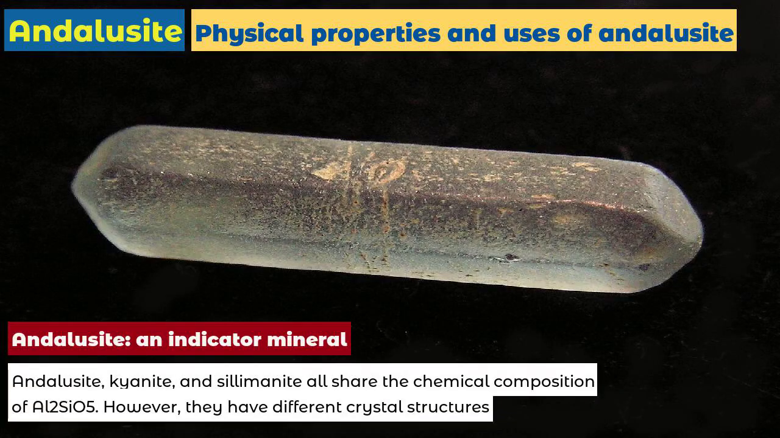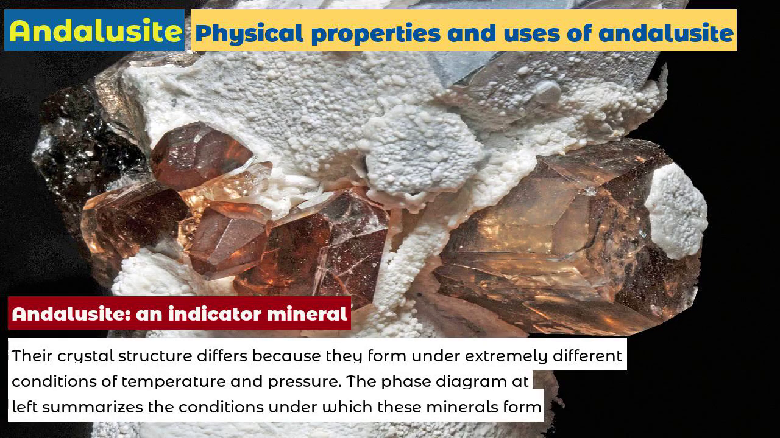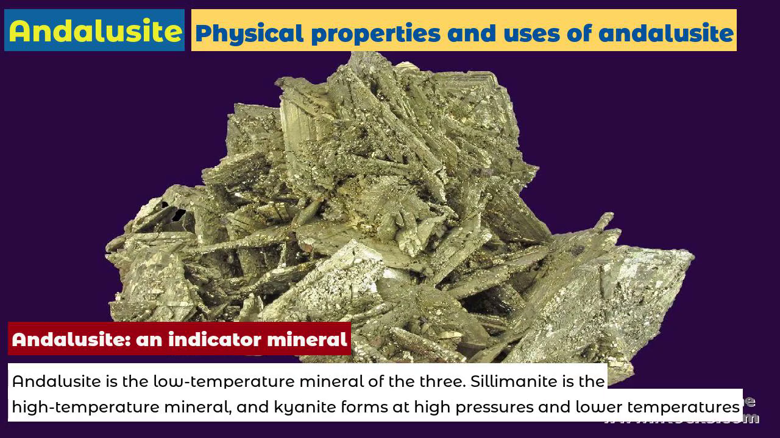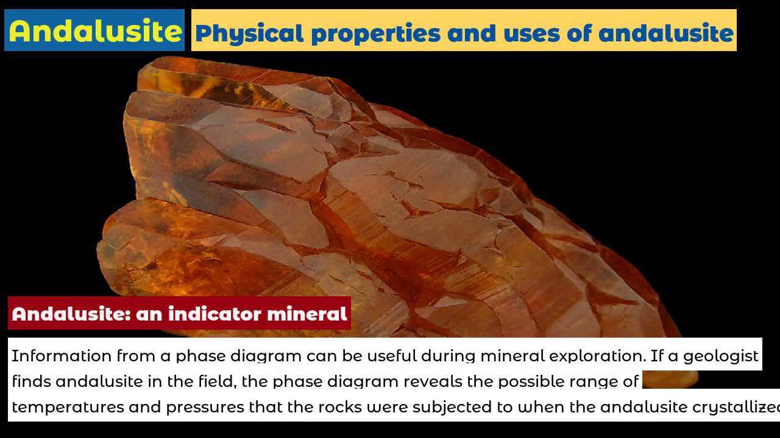Andalusite, kyanite, and sillimanite all share the chemical composition of Al2SiO5. However, they have different crystal structures. Their crystal structure differs because they form under extremely different conditions of temperature and pressure. The phase diagram at left summarizes the conditions under which these minerals form. Andalusite is the low-temperature mineral of the three. Sillimanite is the high-temperature mineral, and kyanite forms at high pressures and lower temperatures.